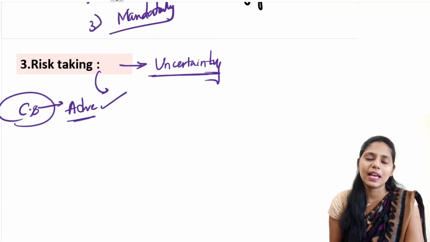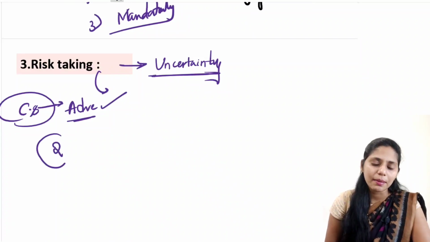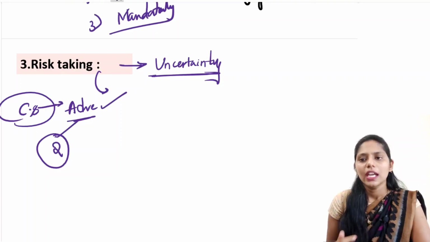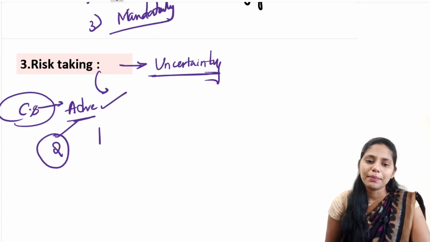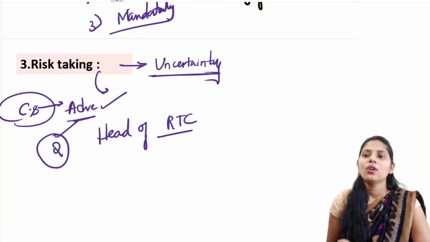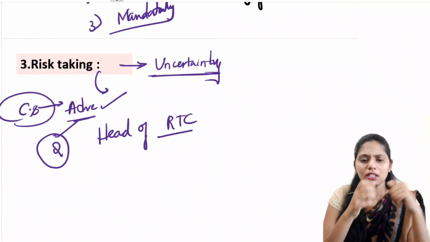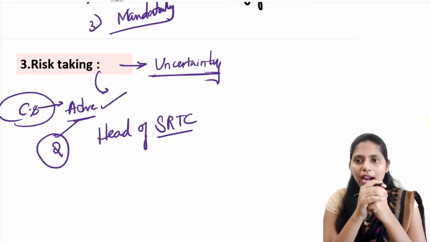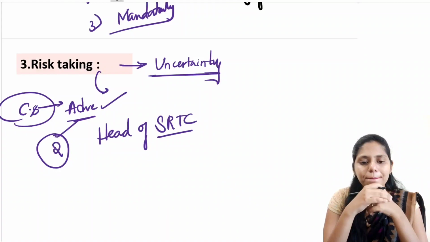Okay, so this is the first example of risk taking. And I can give you the second example. Actually, this second example is about transport services. For example, you are head of the State Road Transport Corporation, SRTC, of so and so state.